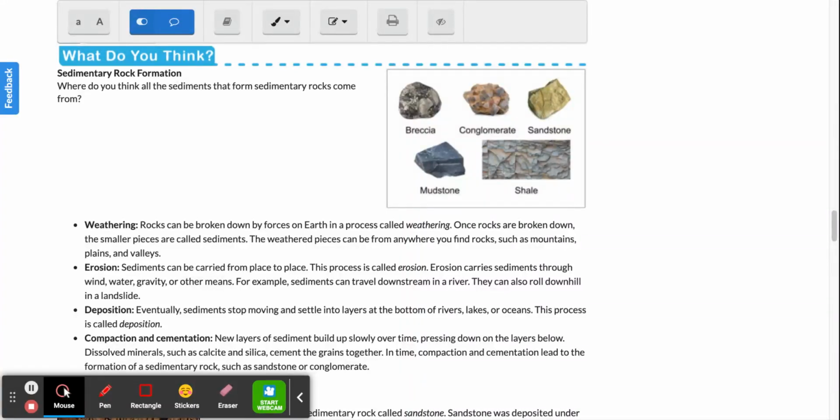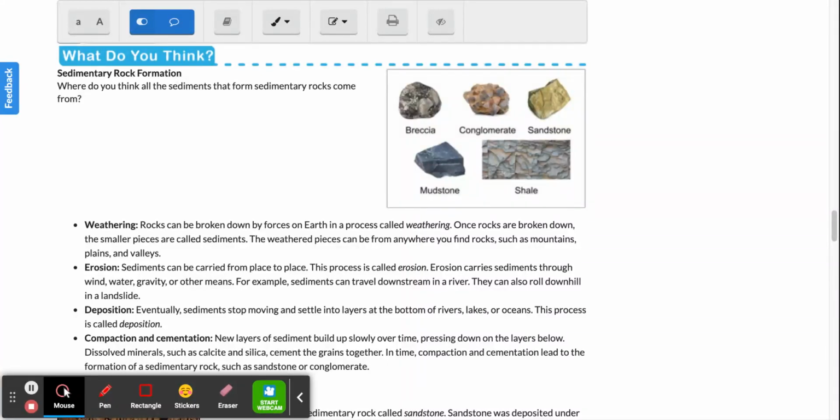Erosion. Sediments can be carried from place to place. This process is called erosion. Erosion carries sediments through wind, water, gravity, or other means. For example, sediments can travel downstream in a river. They can also roll downhill in a landslide.